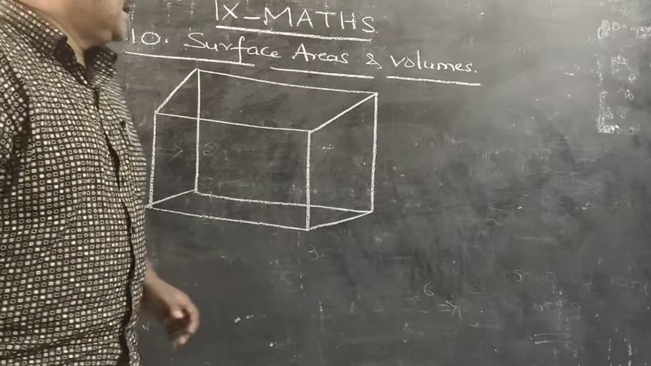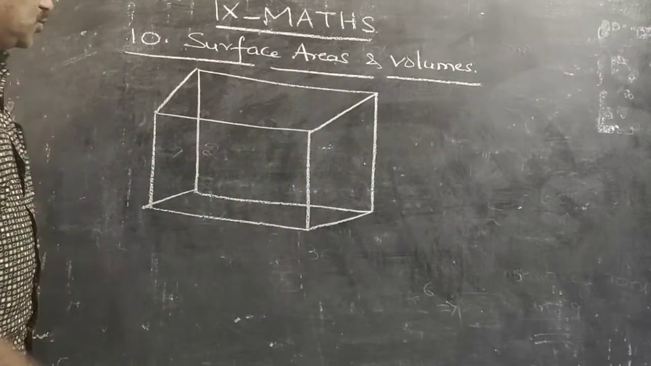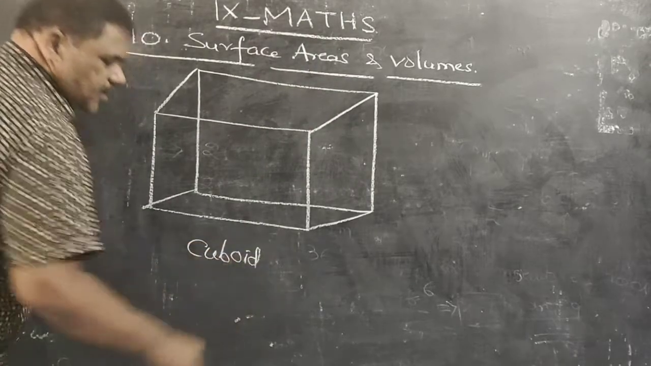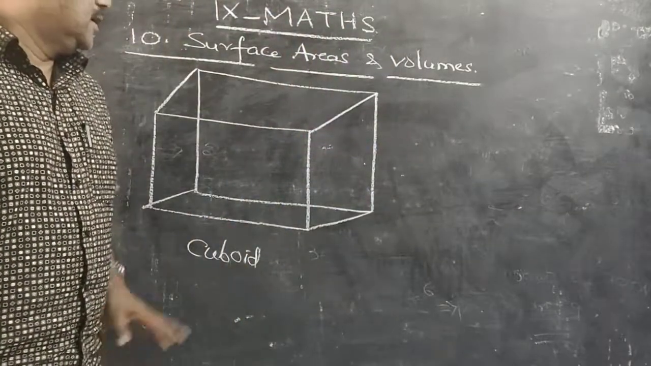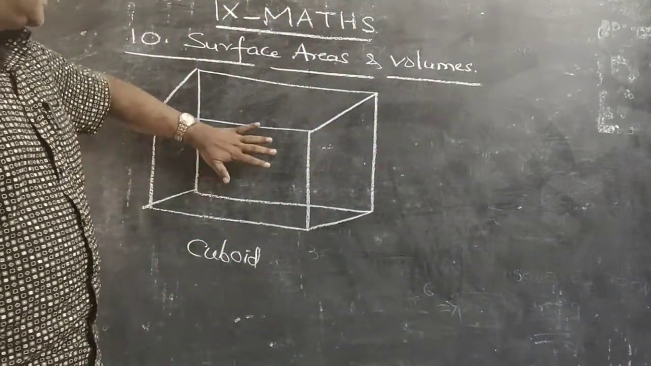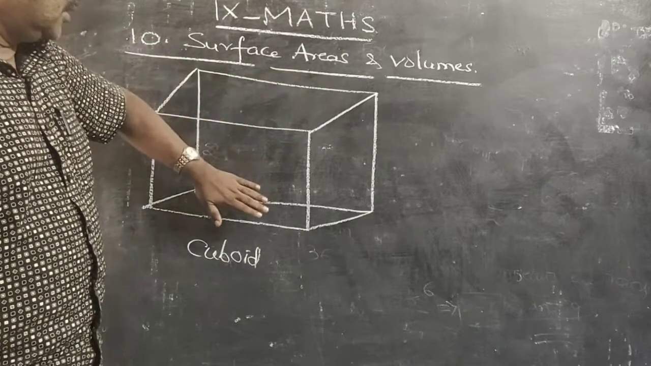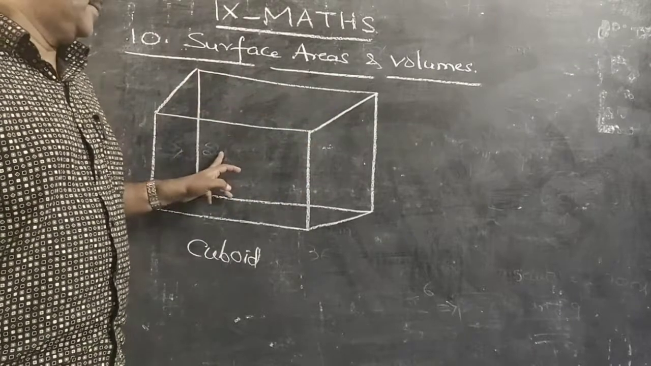In the surface areas and volumes topic, the shape of this object is known as a cuboid. For example, this room is a cuboid. This cuboid has 6 faces. This is 1, top, 2, ground floor, 3, like that. There are 6 faces for this cuboid.